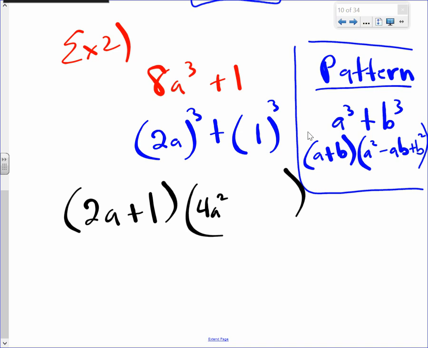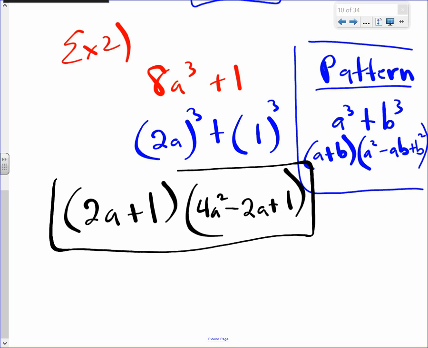How about this now, minus ab? A is 2a, b is 1. What's 2a times 1? It's just 2a. This is my minus ab. Again, a was 2a, b is 1. Multiply those puppies out, you get a negative 2a. Plus b squared. My b is 1. 1 to the second power is 1. Here are our factors, ladies and gentlemen.